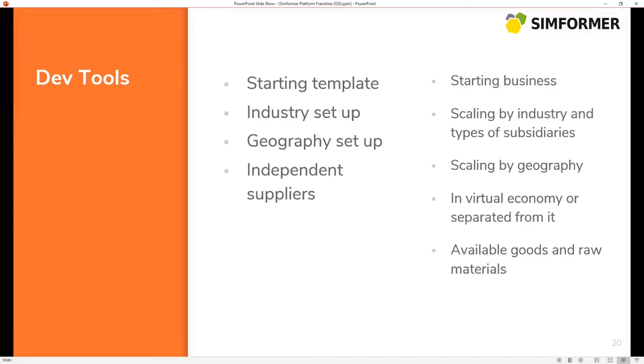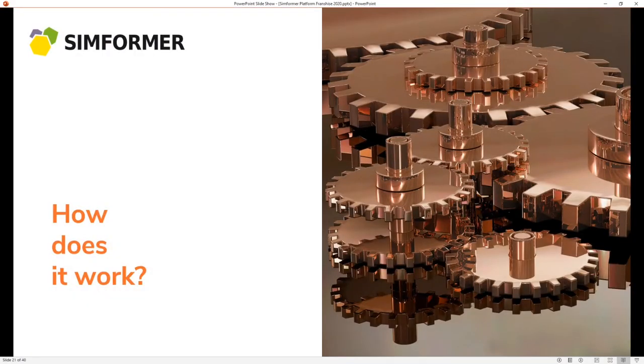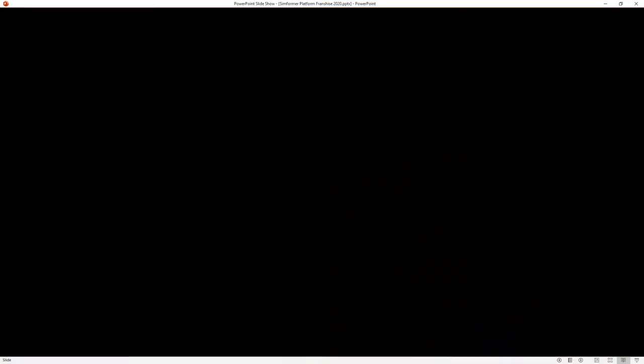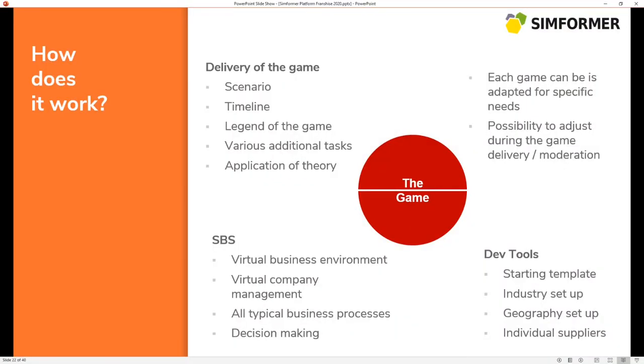And as we move on, some of you might have a question. So how does it work in general? Just the simulation or any other way as well? First and foremost, when we speak about business games, we have to understand that there are 2 parts of the coin, or let's say 2 parts of the globe. Simformer business simulation with the help of DevTools is the lower part of the game, the so-called sandbox, or the environment where this business is happening.